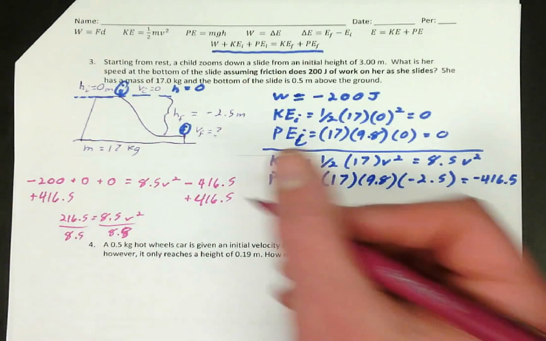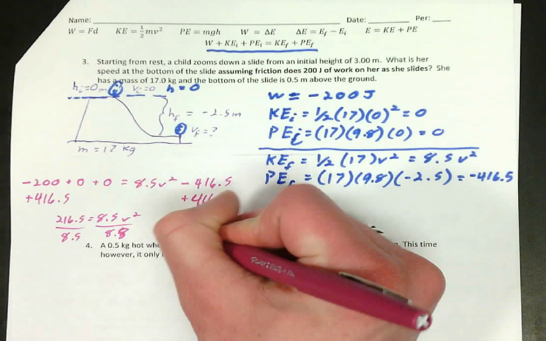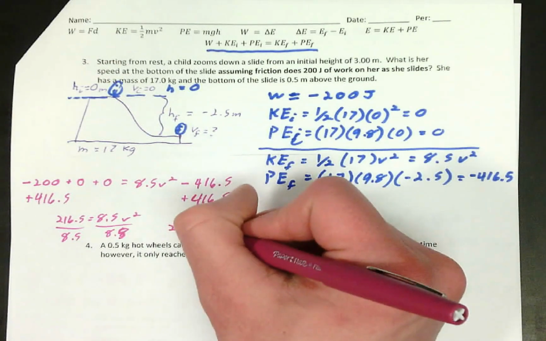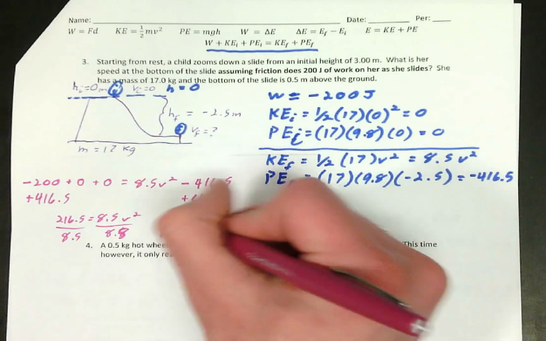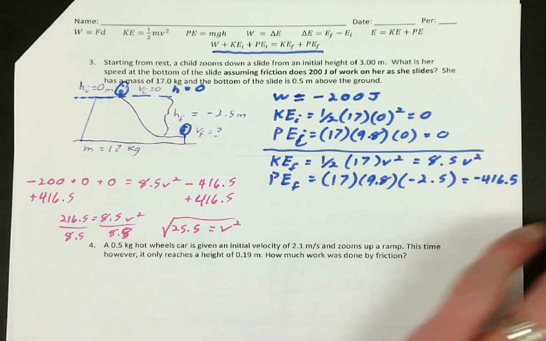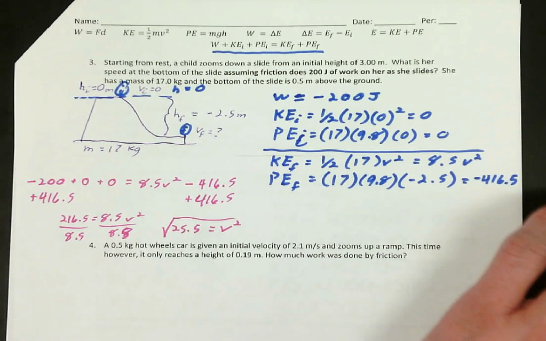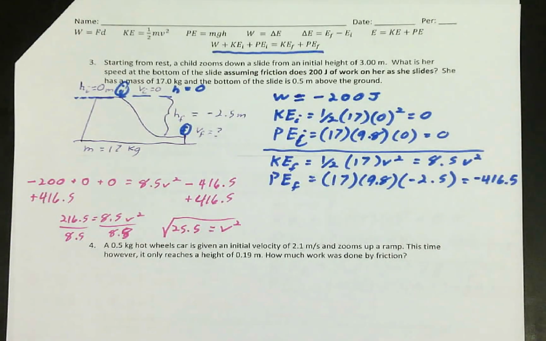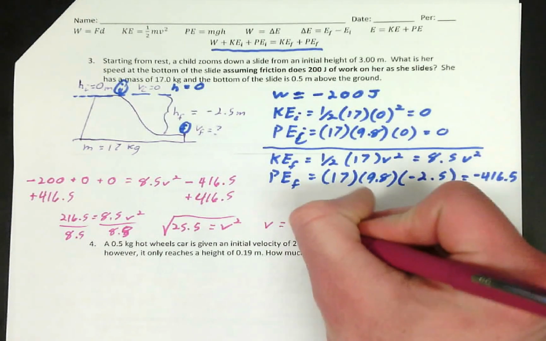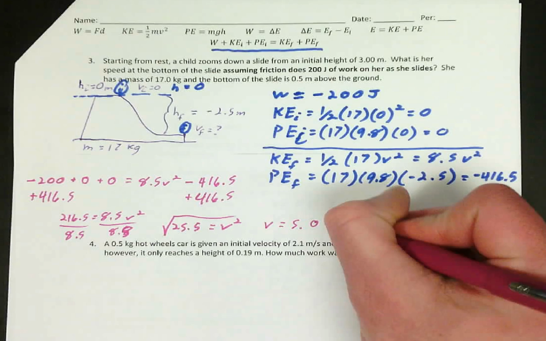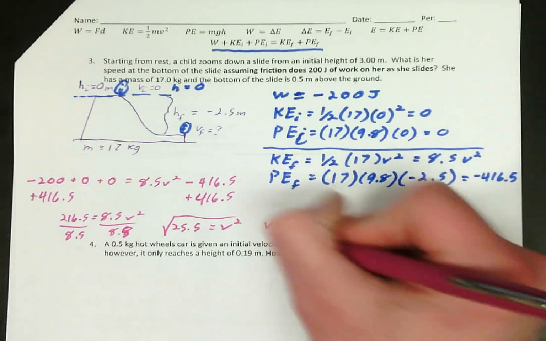That gives me 25.5 equals v squared, and then finally just square root. And when you do that, you get 5.0 for the velocity.